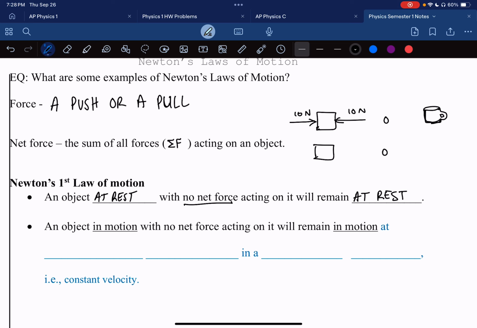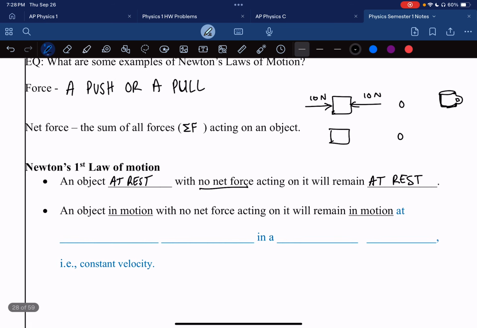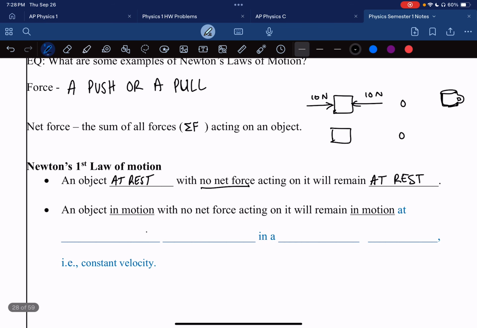Let's move on to the second part of Newton's first law of motion. An object in motion, again with no net force acting on it, will remain in motion at constant speed in a straight line.